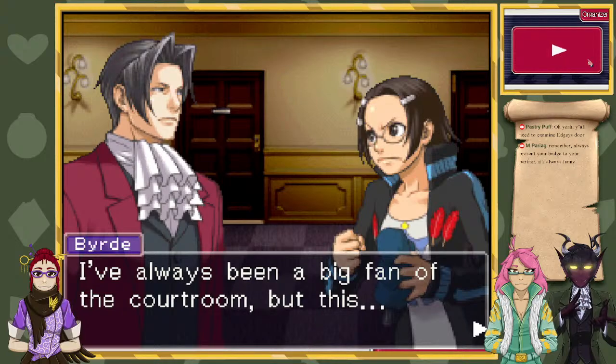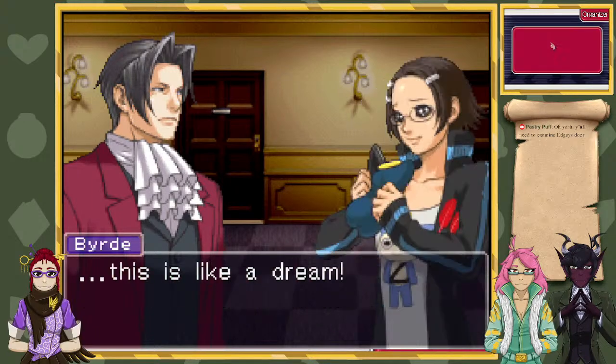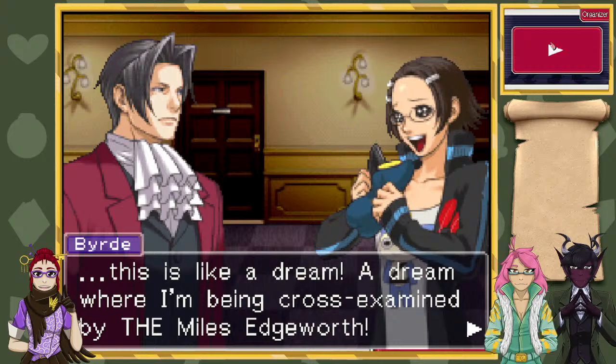This is actually metagaming, because now, Mars, you're not allowed to talk to Edgeworth. He sucks. He's a jerk. Nah, I'm still gonna talk to him. I'm mad at being accused for yet another murder. I'm 3 for 3 now. I've always been a big fan of the courtroom, but this is like a dream where I'm being cross-examined by Miles Edgeworth. Oh my, this face. It is both cute and horrifying. I gotta ask why the artist felt such a need to make the mouths so big when they scream. That's just an anime thing. It's the eyes.